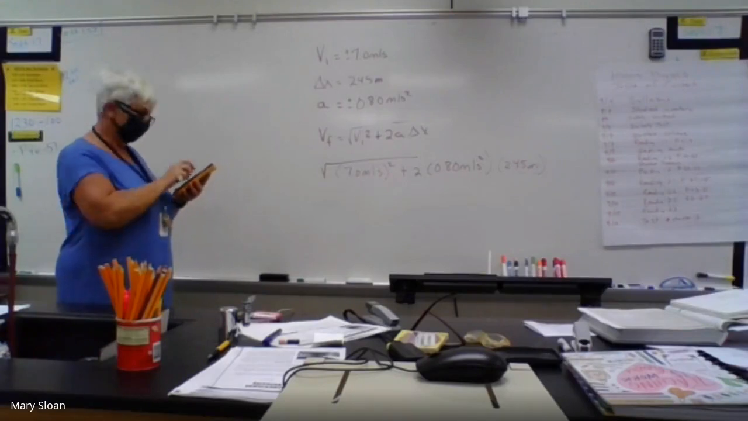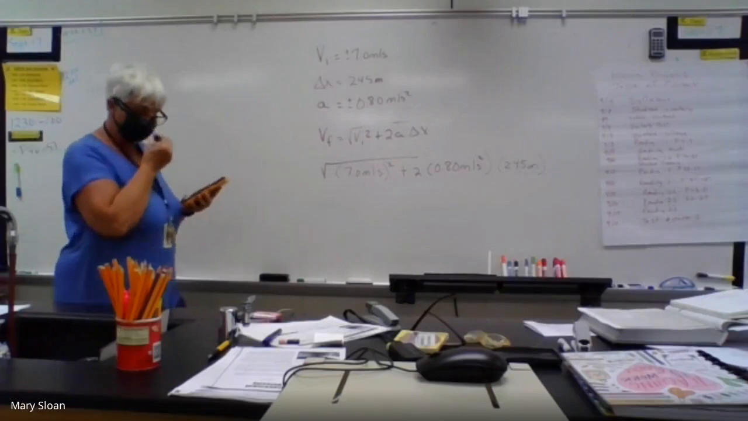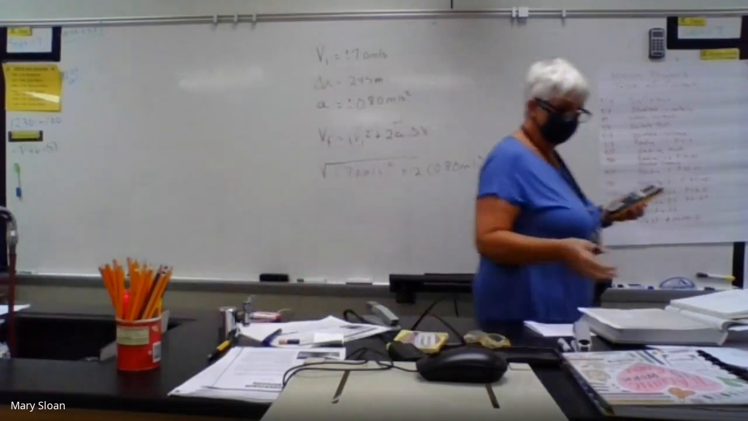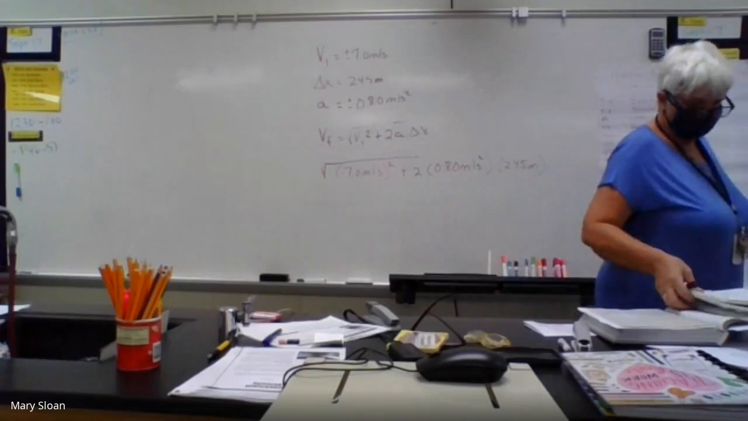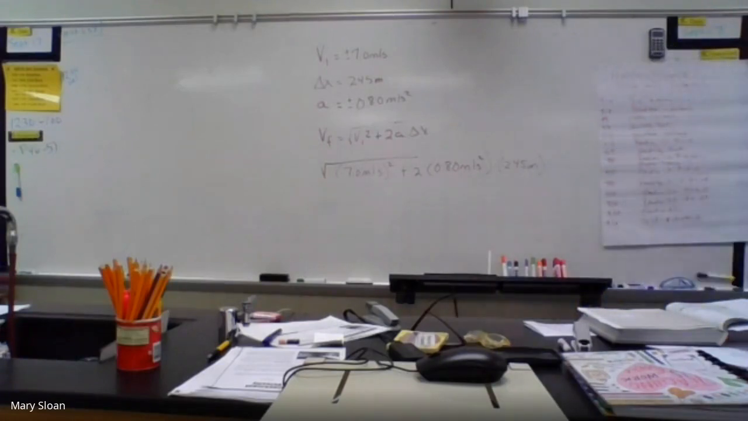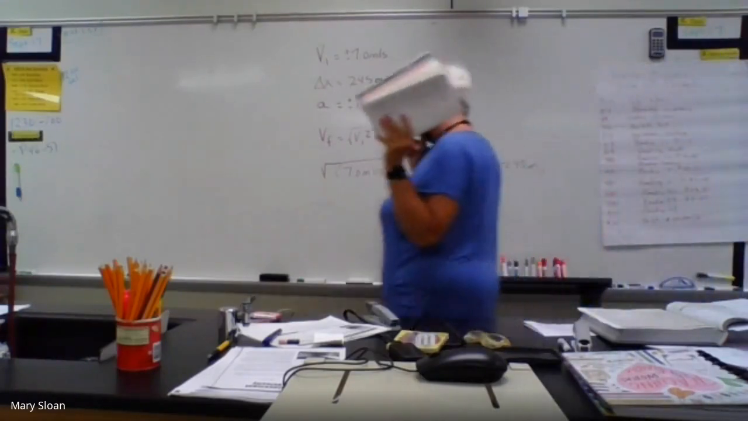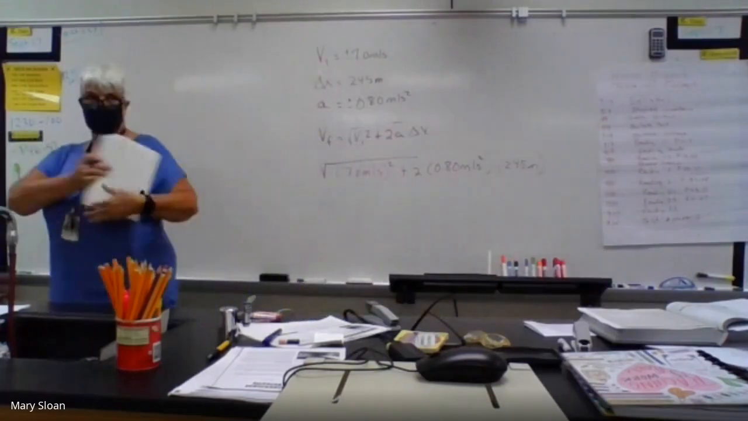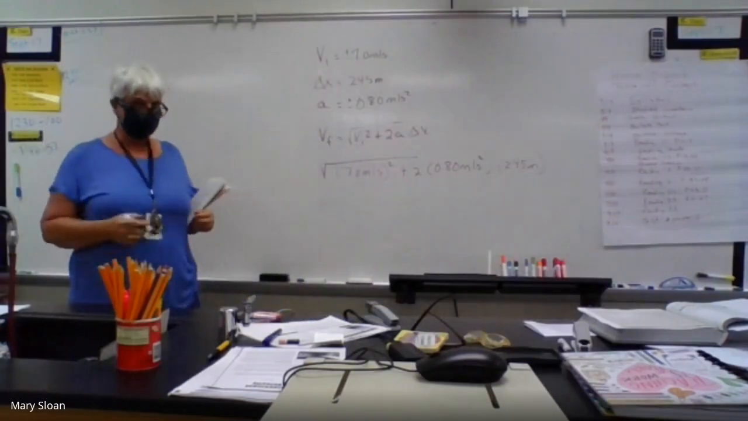Did y'all square root? Yes, ma'am. You got 441 at first, and you square rooted it. And what did you get? I got 441. 21.0. 21 is the correct answer with the sig fig rule. And what are my units? Meters per second.